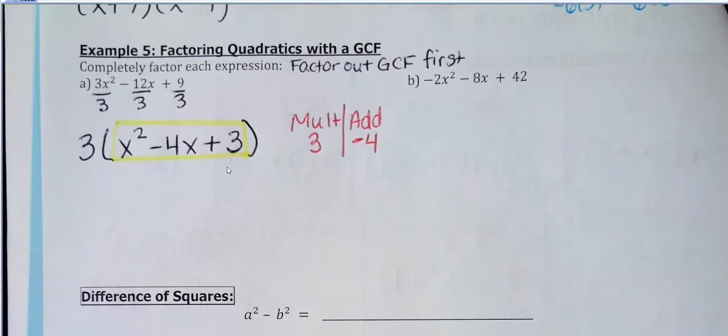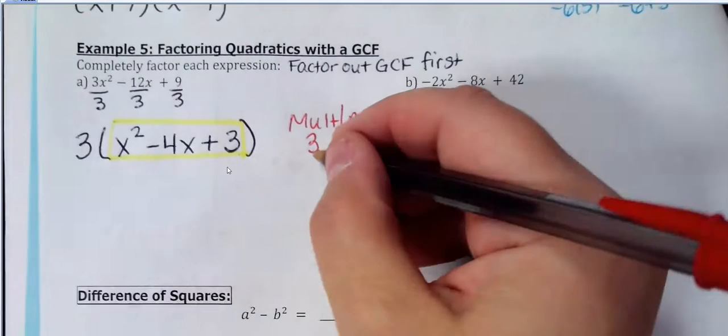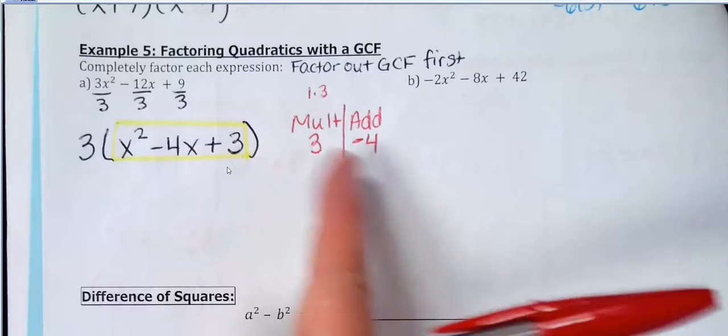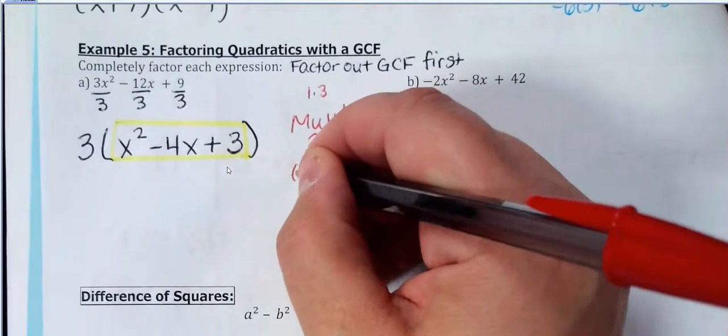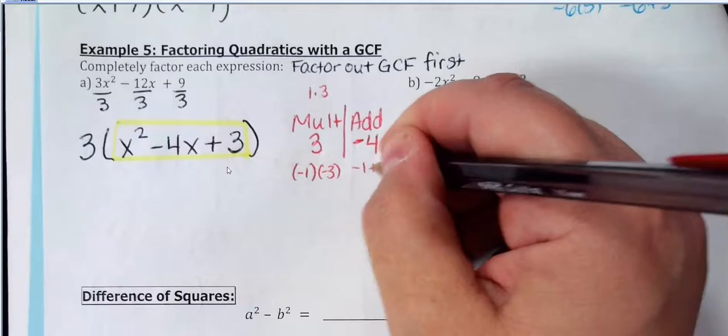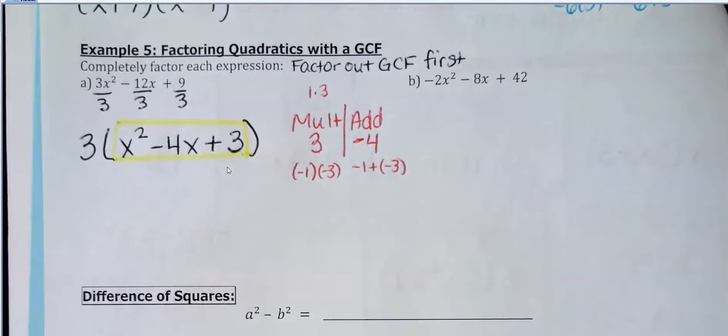Okay, so if I do 4 times negative 1, is that going to give me 3? Oh, wait, I was thinking of something else. No, you're fine. These are tricky. Negative 3, negative 1. Yeah, the only factors of 3 are just 1 and 3. So if I got to get positive 3 add to negative 4, we're just going to make it negative 1 times negative 3 will give you positive 3. Negative 1 plus negative 3 gives you the 4. These are always really tricky.